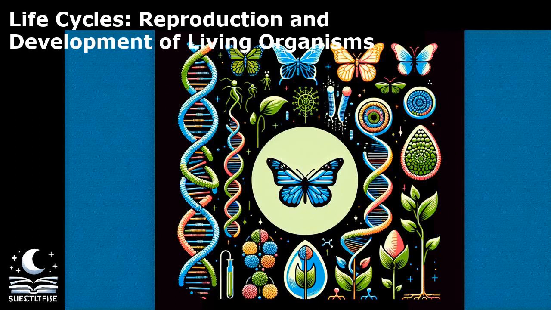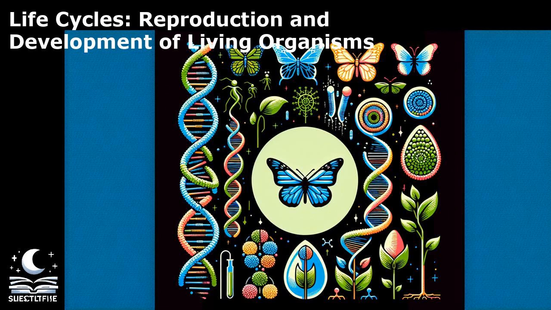Asexual reproduction is a fascinating process observed in various organisms, allowing for rapid population growth and genetic stability. One common form of asexual reproduction is binary fission, where a single-parent organism divides into two identical daughter cells. This method is prevalent in unicellular organisms like bacteria and protists, enabling them to multiply quickly in favorable conditions.